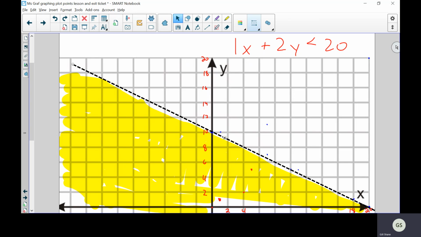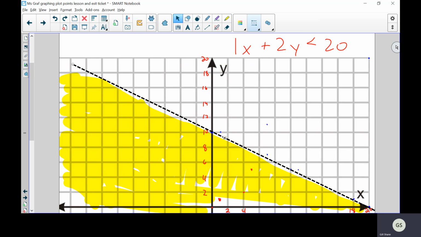All right, so again, everything in the shaded area is a solution. Everything not shaded, not a solution, will not work. On the line, it depends. Might work, might not work. It depends on what your symbol is here. But regardless of what your symbol is, those points on the line always make the left side equal the right side.